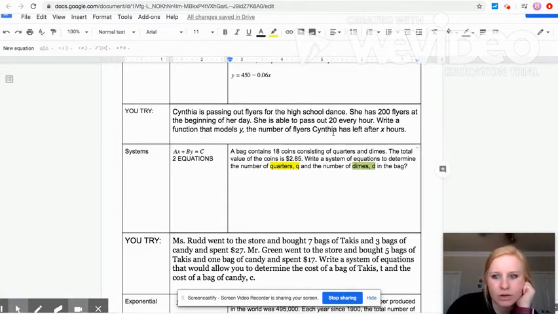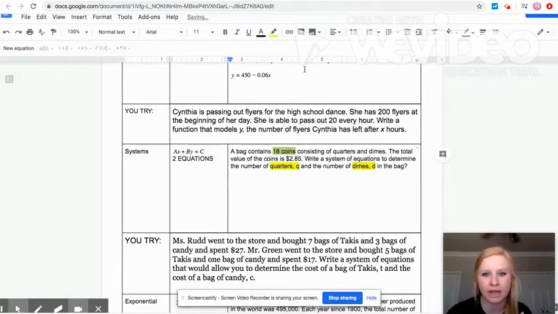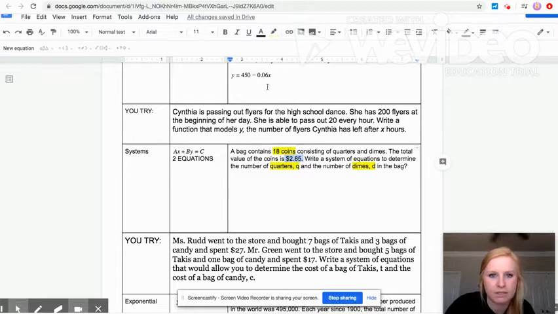I also know that this bag contains 18 coins right now, okay? So I know there's a total of 18, and then the other piece of information that might be important is that the value is $2.85. Okay, that seems like a lot of information. Now, this is one of those weird problems. You guys do have to know how much a quarter and how much a dime is worth. But I think we have enough information here. We can go ahead and start writing it.